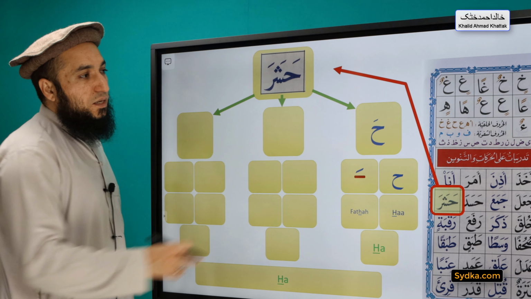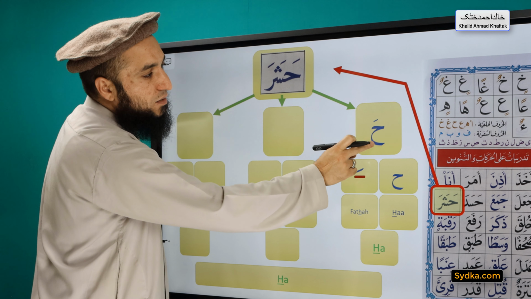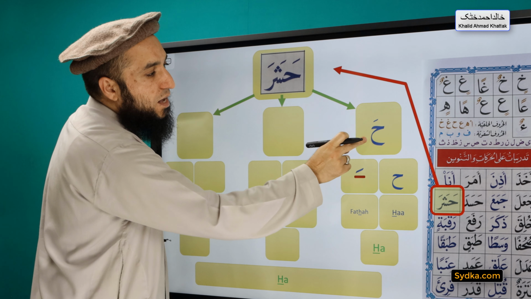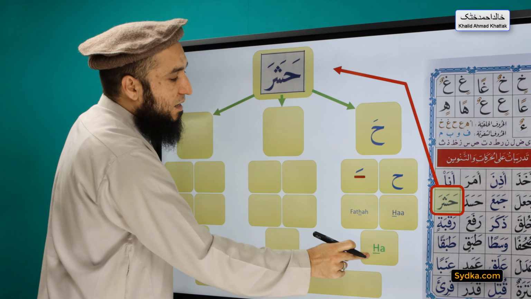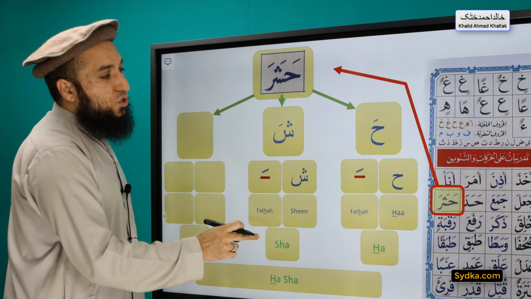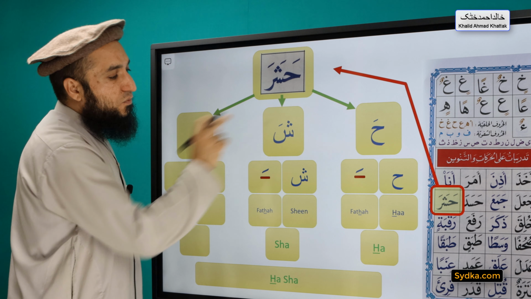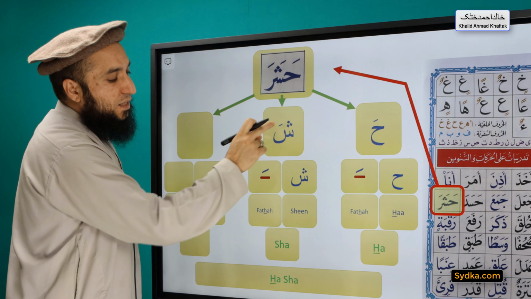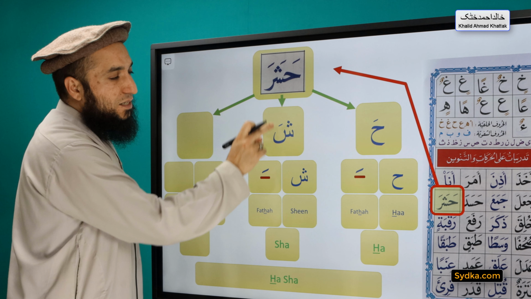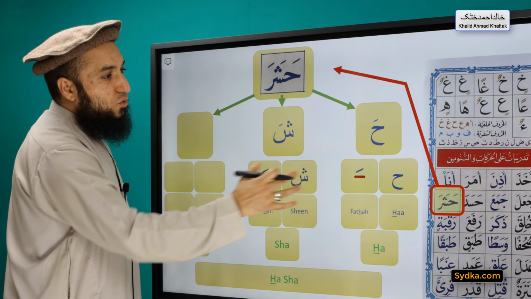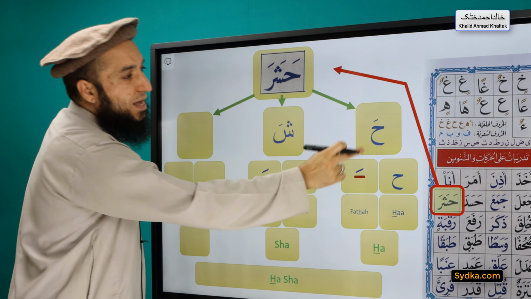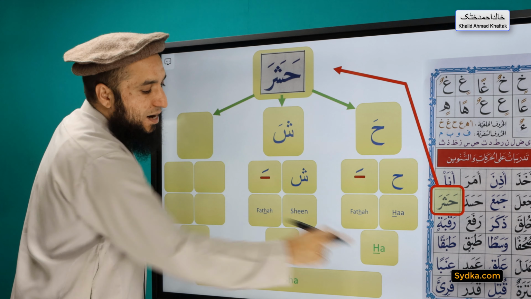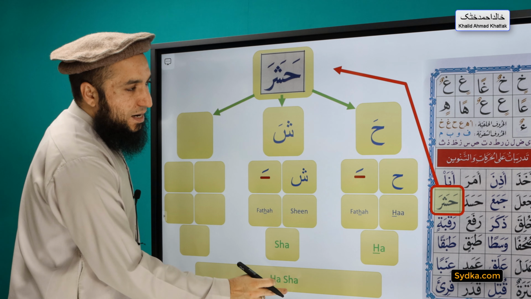The first syllable is ha fatha ha. Ha is not silent, and we have fatha. Ha fatha ha. The second syllable is sheen fatha sha. Sheen is not silent, and we have fatha. Sheen fatha sha. So now we're combining both syllables. We have hasha, hasha.